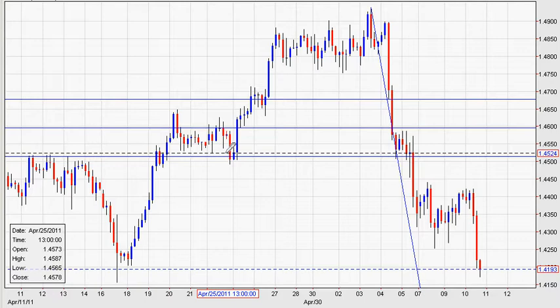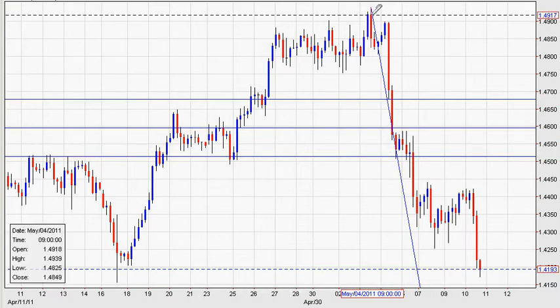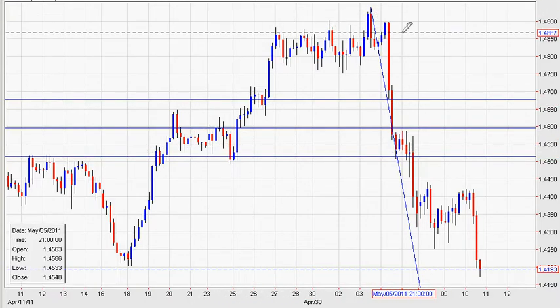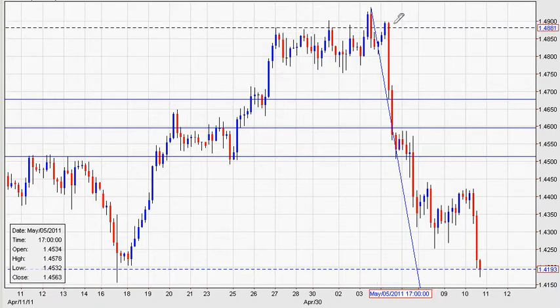Today we're going to look at a few different currency pairs, mostly Euro-based, and we'll take a look at technical analysis and fundamentals coming for tomorrow. So right here we have the Euro-Dollar 4-hour chart. There's been a lot of confusion as to the right Elliott wave count lately.